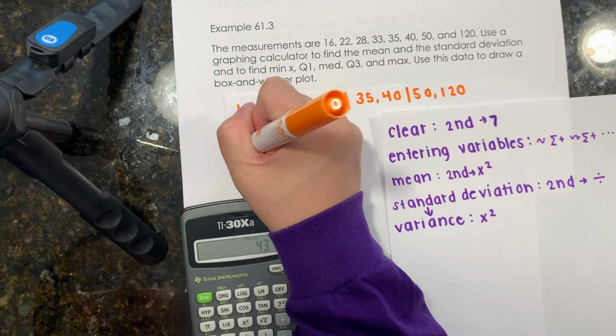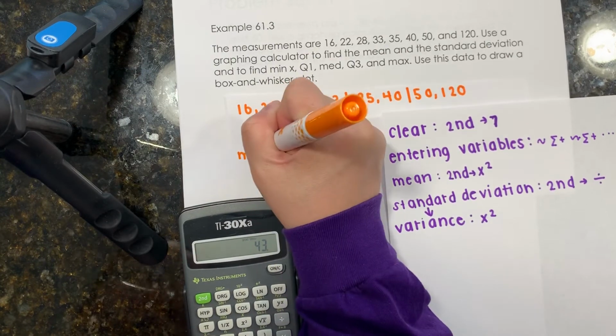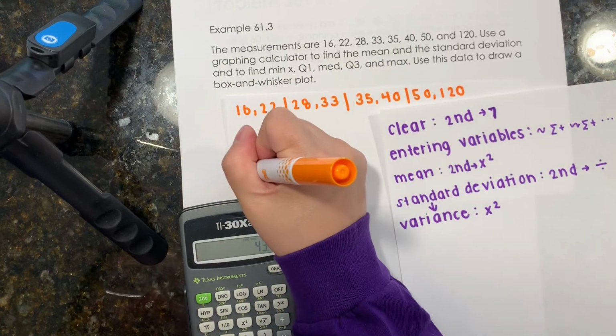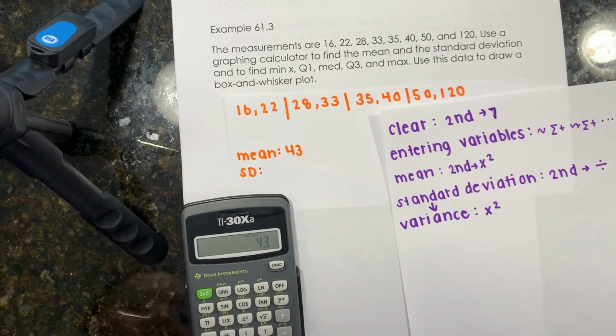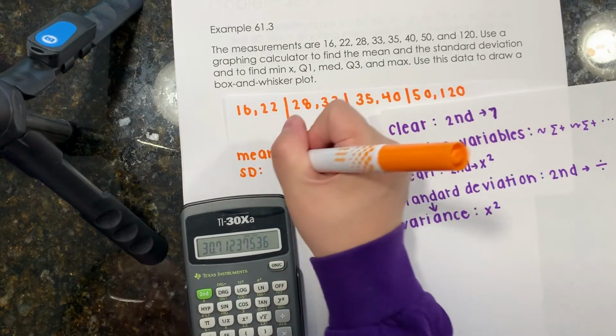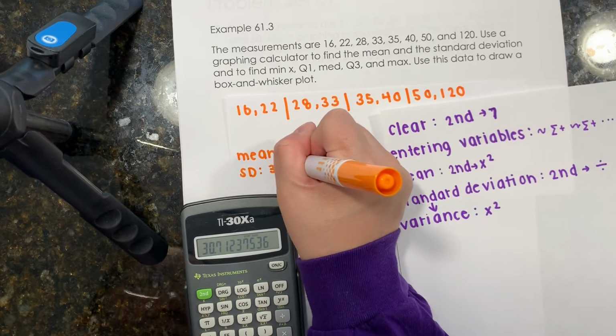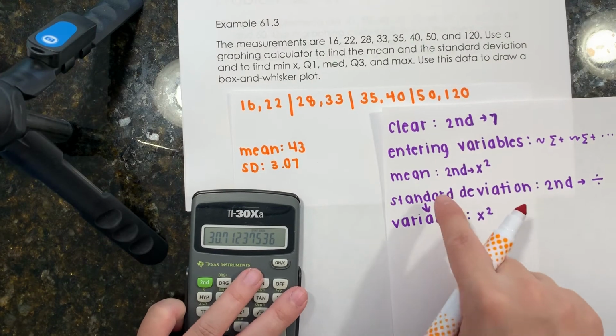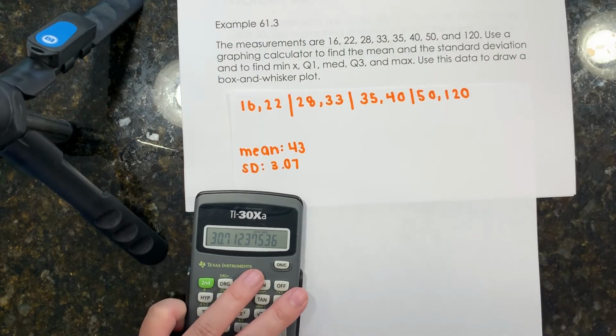So I know my mean is going to be 43. And then my standard deviation is going to be second divide, which is going to be 3.07. Okay, so I use those to solve for the mean and the standard deviation.